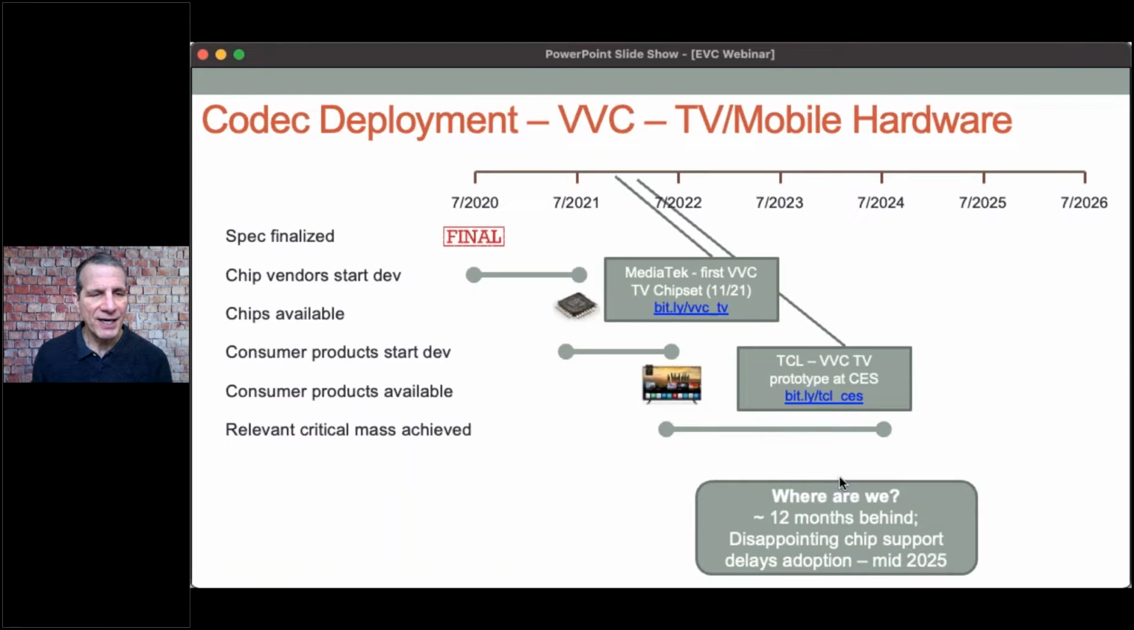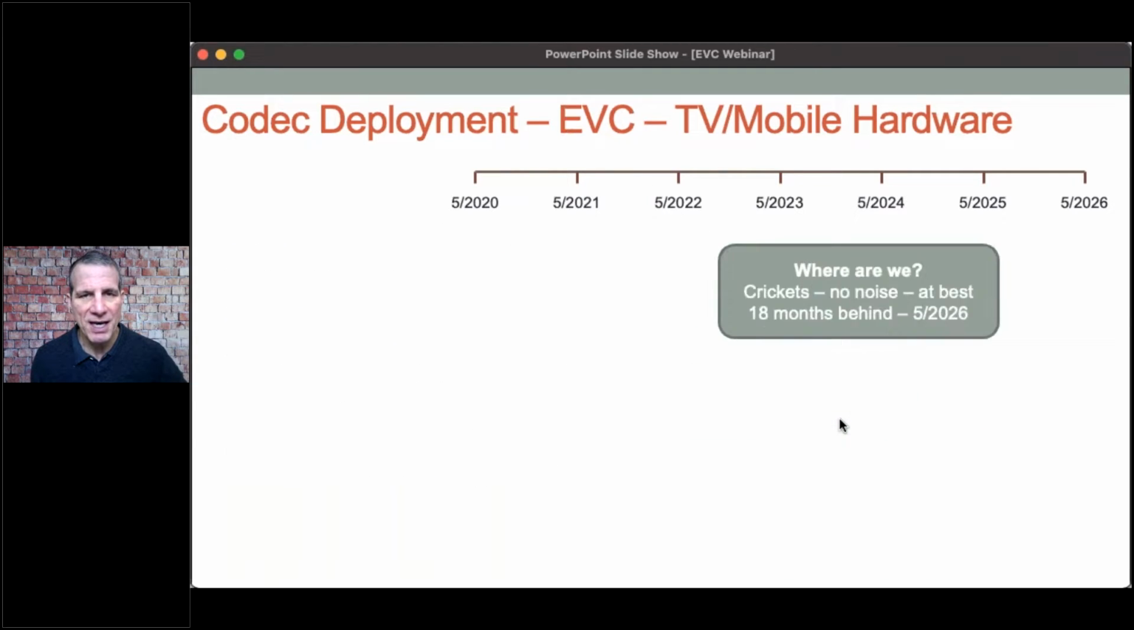VVC, same time frame. MediaTek, the first chipset came out pretty much on time. We saw prototype TVs at CES, so it's a little bit ahead of schedule. But I think the whole lack of chip support is really going to slow VVC deployment. I'm thinking mid 2025 or beyond. And then I'm not seeing anything on the EVC side, so you can't even start the clock on them.